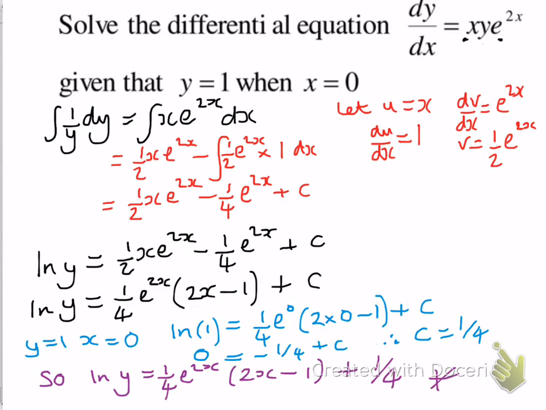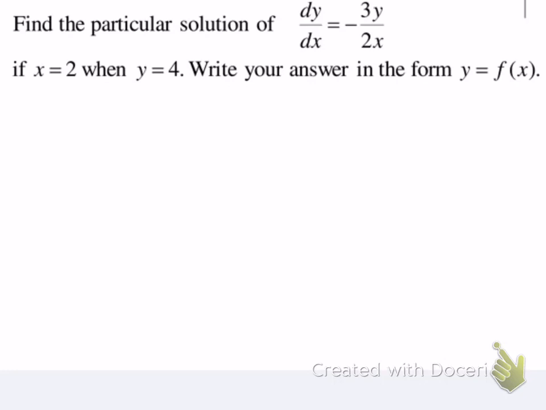Right, now that example is actually taken from the miscellaneous exercise 8's question 5, and you'll find some similar questions to that in the miscellaneous exercise which you'll be doing, which you should do for practice for your exams. I'm now going to look at our final example before you do some work. We're going to find the particular solution of dy by dx equal to minus 3y over 2x when x equals 2 and y equals 4.